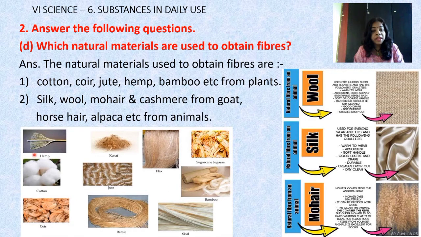Hemp is a kind of narcotic drug plant, children, very close to marijuana. Cotton, coir, we obtain coir from coconut, children. These are all the natural fibers, and these are all the fibers we obtain from animals. Mohair, cashmere, these fibers are obtained from goat hair, different types of goat. We know about silk and wool, children. Sheep gives us wool, silkworm gives us silk, alpaca gives the softest wool on this planet, children. Alpaca's wool is the softest.